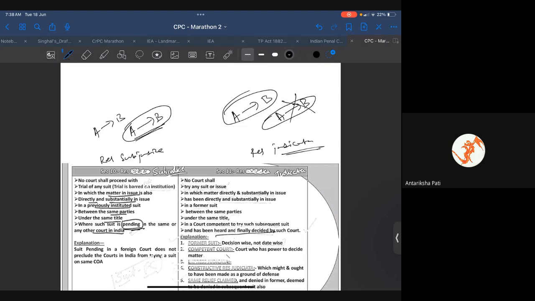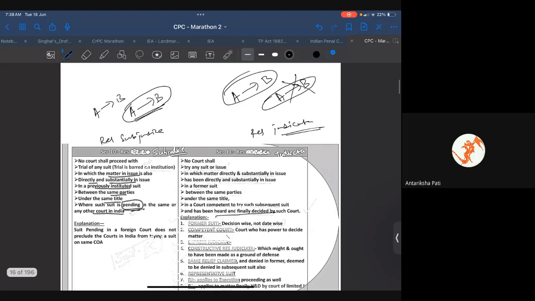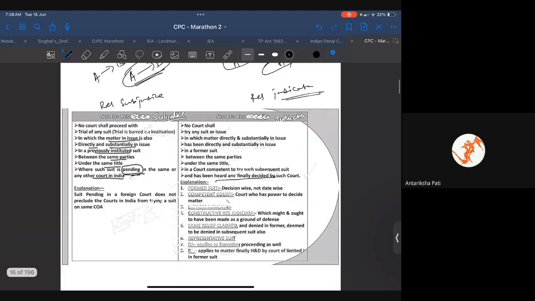Okay. Now, the explanation of section 10 says a suit pending in a foreign court does not preclude the courts in India from trying a suit on the same cause of action. And in section 11, there are 8 explanations which say that the former suit will be determined by when it was decided and not when it was instituted. A competent court is a court which has power to decide the matter, and express res judicata is direct res judicata, when something is directly in issue, and that cannot be a ground of attack anymore. That is express res judicata.